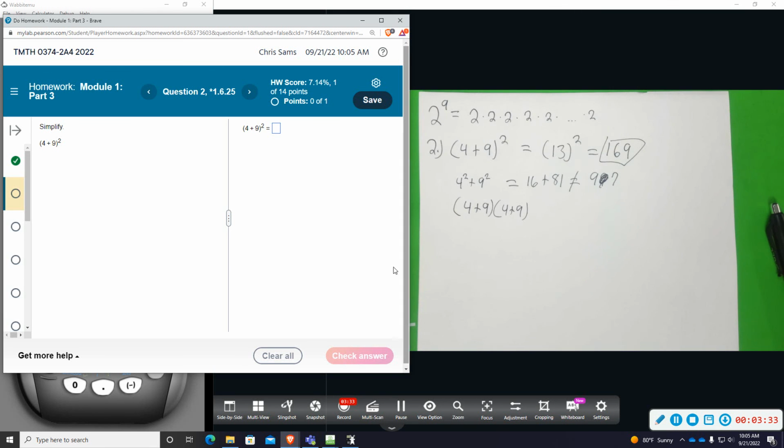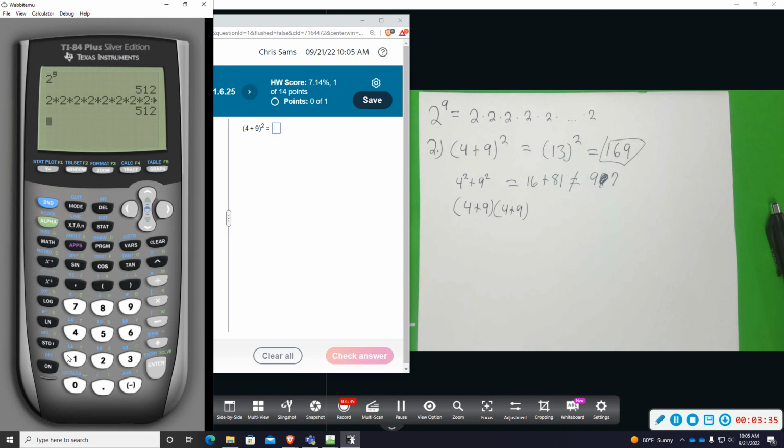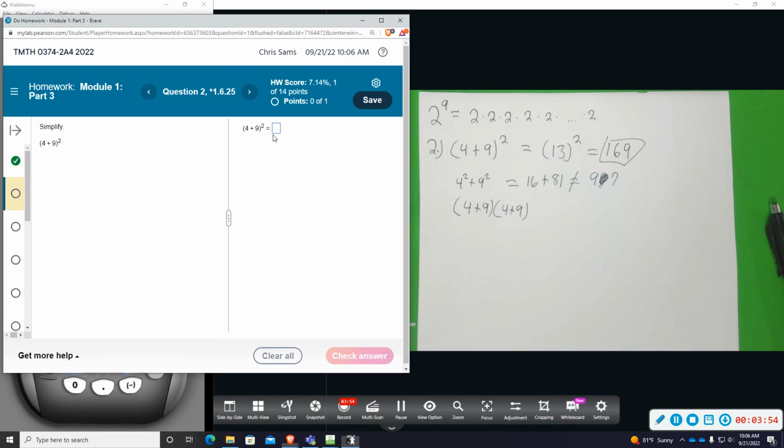So again, I can use this calculator. I can just show you 13 squared, or I can type it all the way in just like it was originally. We do want you to be able to do some of this by hand, so do as much by hand and just use the calculators for the big computations.